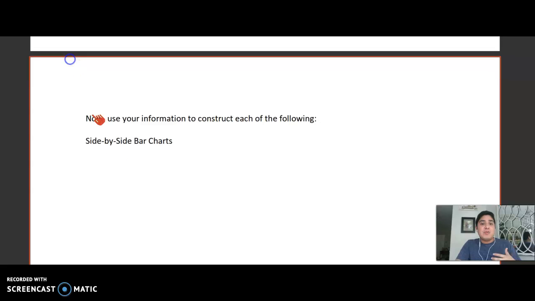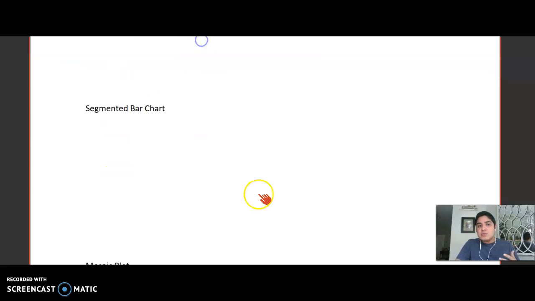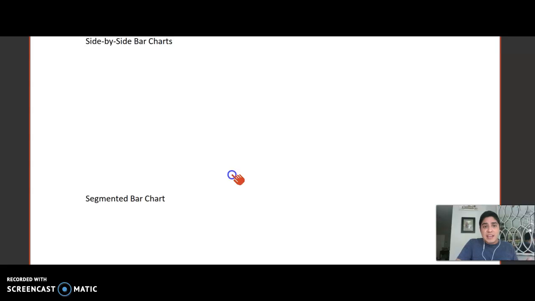Now let's talk about actually graphing it. So we can do bar charts, we can do segmented bar charts, and we can do mosaic plots.